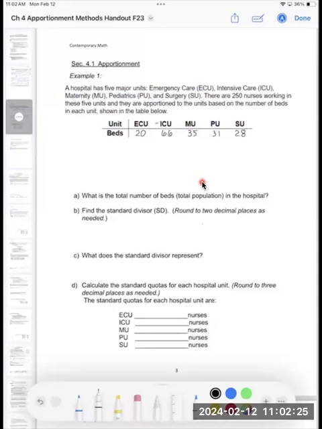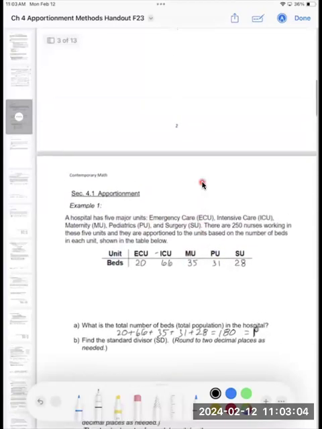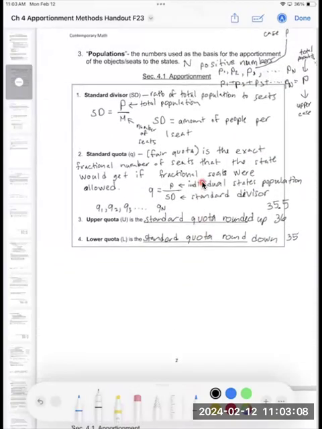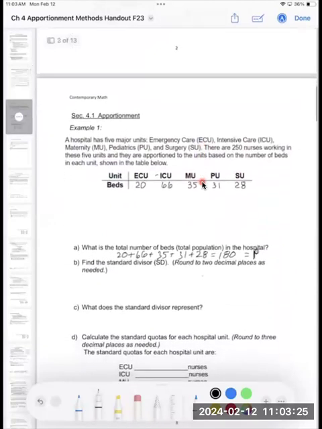So they ask, what is the total number of beds, or total population? We add up all these numbers: 20 plus 66 plus 35 plus 31 plus 28, and we should get 180. So the total population is 180. They use the notation big capital P. Find the standard divisor and round it to 2 decimal places. If we look back up in our notes, the standard divisor is the total population, which we just calculated, divided by the number of seats. That's the item that you're trying to share amongst all the different units. What are we trying to share in this situation? We're trying to share the nurses. We're trying to figure out how to hand out the nurses, right?